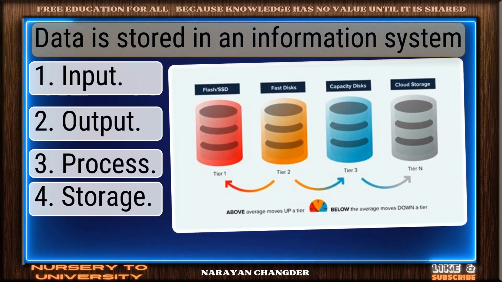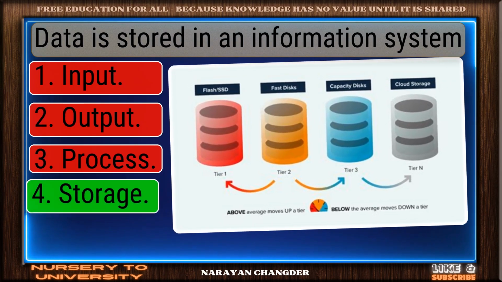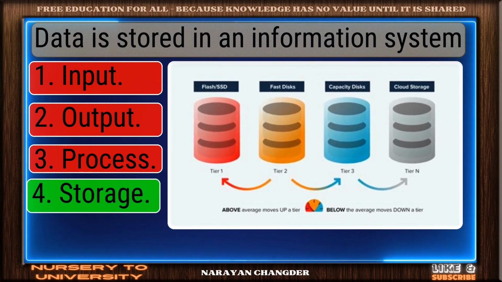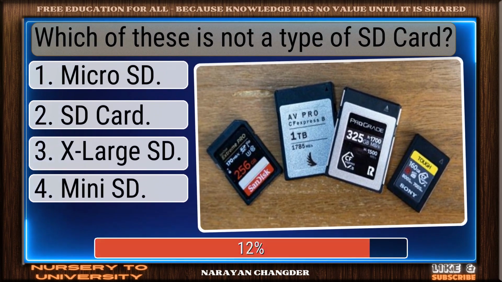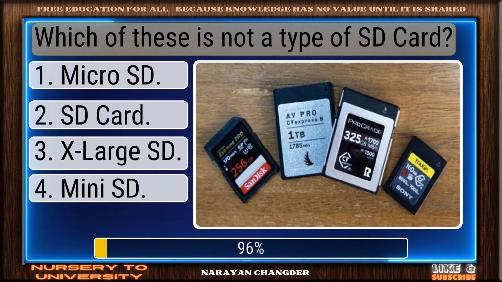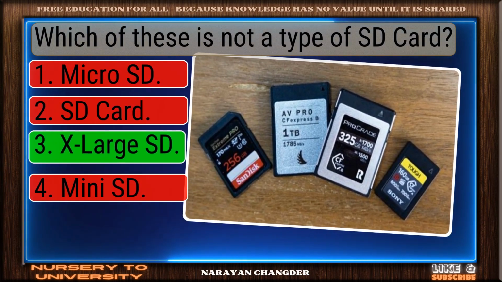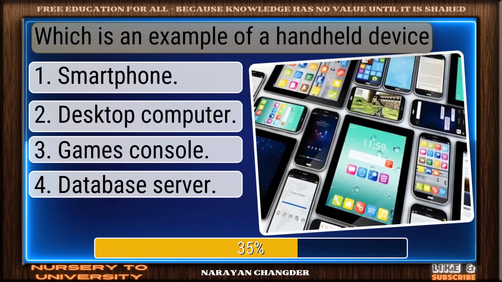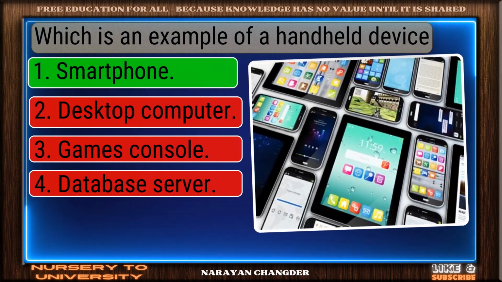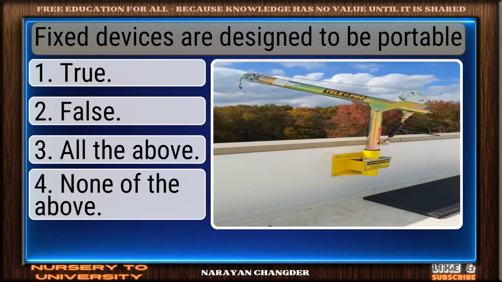Data is stored in an information system. Excellent. Storage is a brilliant choice. Which of these is not a type of SD card? Smart pick. X-Large SD is the correct choice. Which is an example of a handheld device? Nice selection. Smartphone is the correct and valid answer.